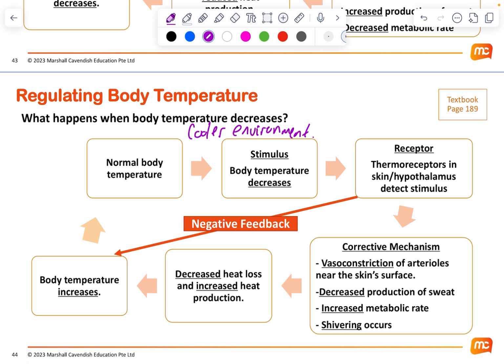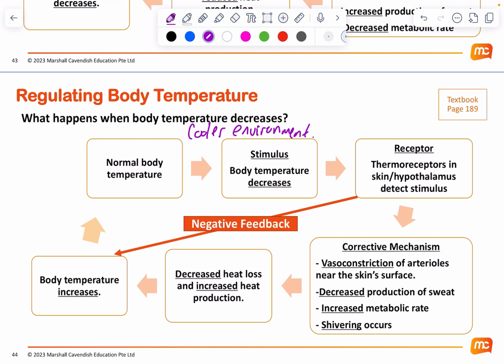That means your body will start to exercise more. You will start to shiver more. Shivering is in a way causing your body to actually undergo aerobic respiration to generate heat energy. Okay, then lastly, it will cause a decrease in heat loss and an increase in heat production.